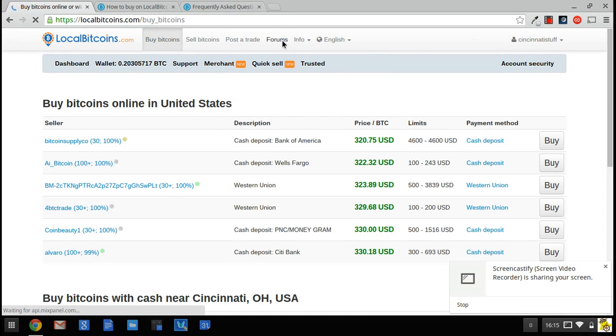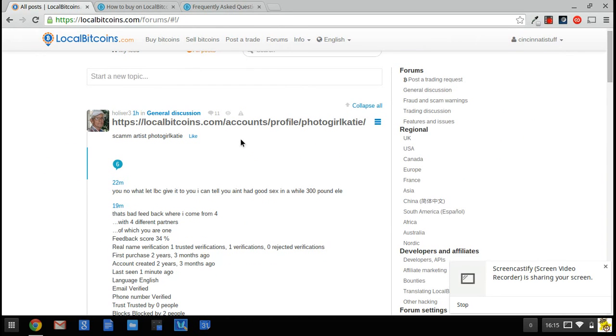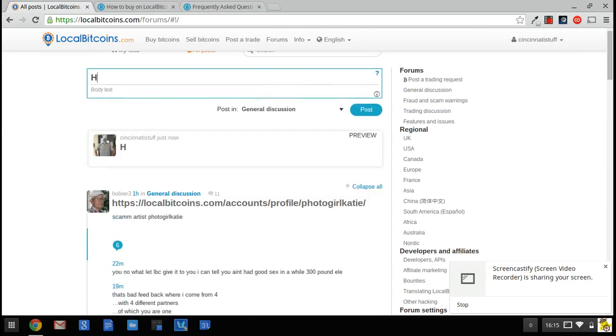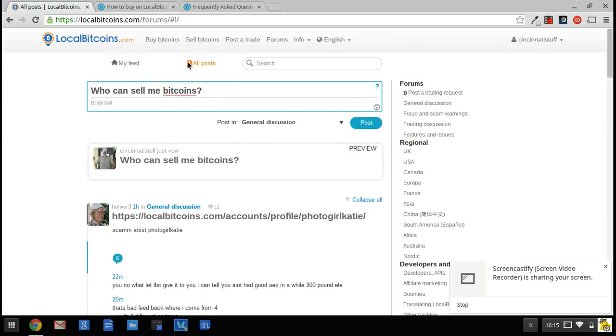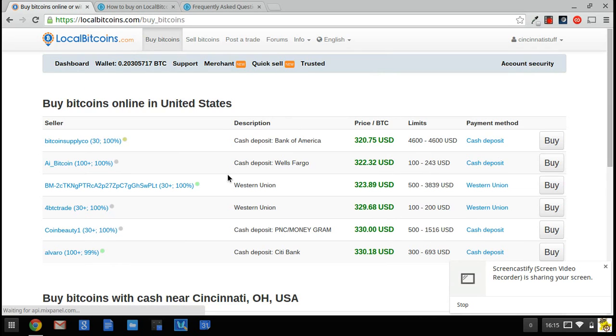And what you don't want to do is go to the forum and start a question. You don't want to do this. Because if you start this trade, the majority of the people who are going to answer are either sellers without very good reputation that have to lurk around the forums to get business, or scammers. And you definitely don't want that. Anybody with a good reputation is going to put their ads online up here in the Buy Bitcoins page.